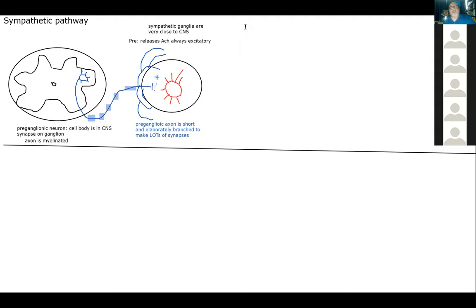With our postganglionic neuron, as we know, its cell body is in the ganglion. It synapses on the effectors. Its axon is unmyelinated. And again, those are things we know about all postganglionic neurons.